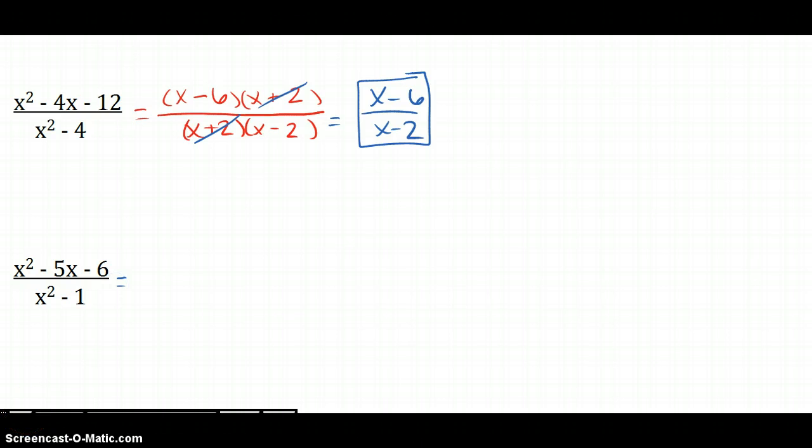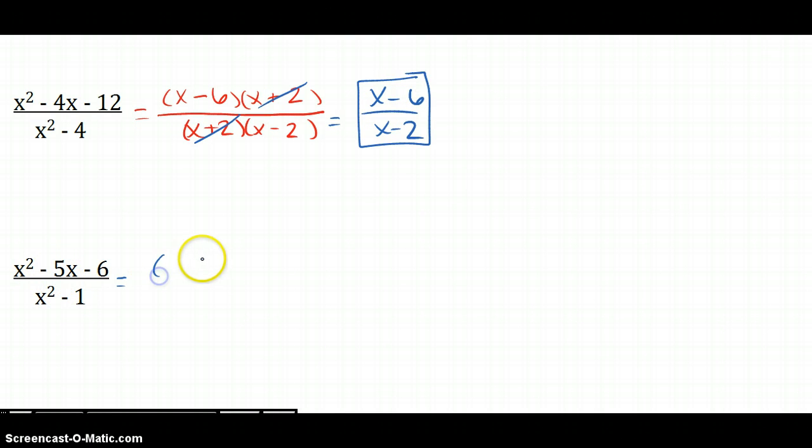And if you think about what we're doing, we're actually dividing these two expressions. The fraction bar means divide, so really you're dividing this expression by this expression, and when you simplify, you're left with x minus 6 over x minus 2. Just something to think about.